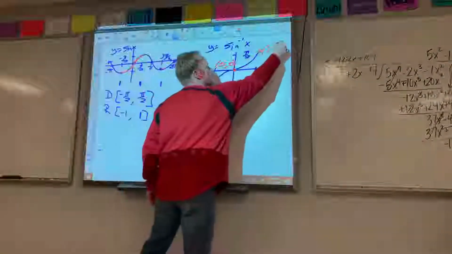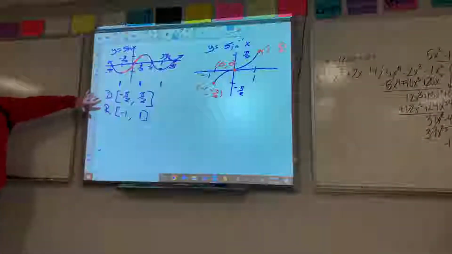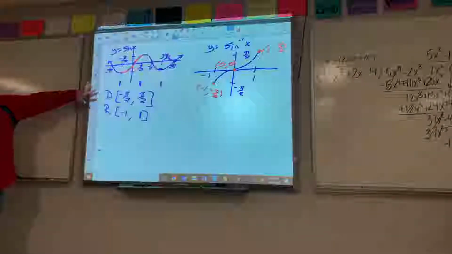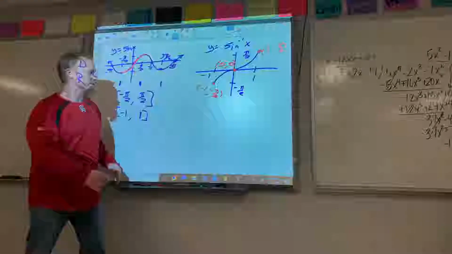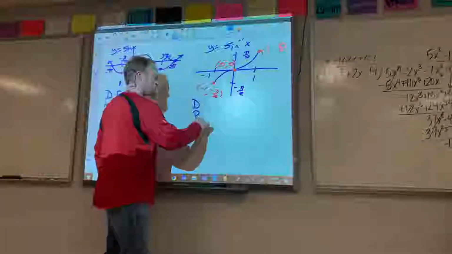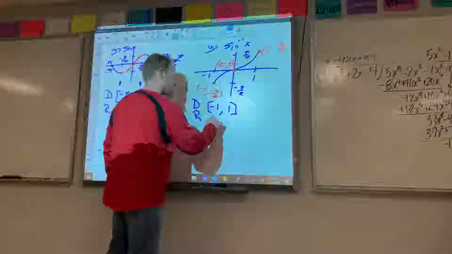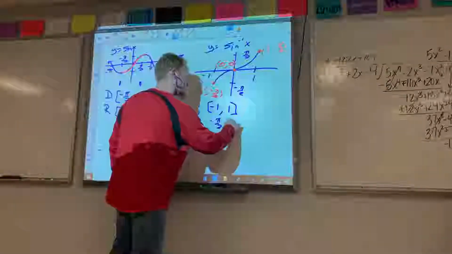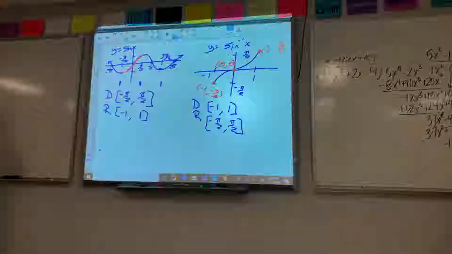Okay. Now something else we want to do is write down our domain and range. What should happen to my domain and range when I go from sine to the inverse? They should switch. Good. So we should be -1 to 1. We should be negative pi over 2 to pi over 2. Very good.